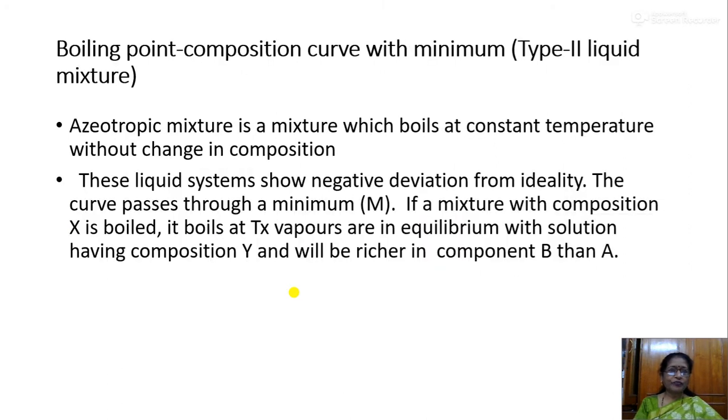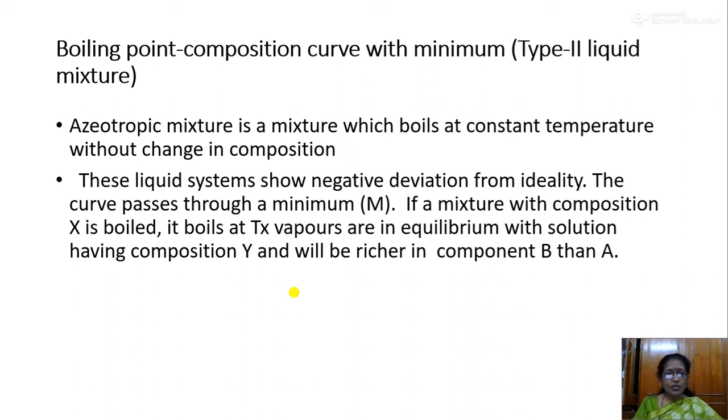Next, boiling point composition curve with minimum. There are two types of liquid mixture, with minimum and also maximum. There are two variations here. Azeotropic mixture is a mixture which boils at constant temperature without change in the composition. These liquid systems show negative deviation from the ideality.